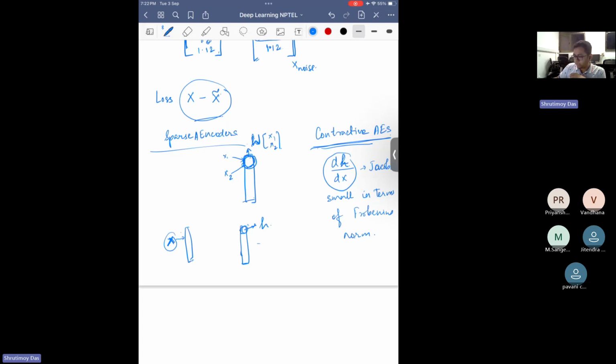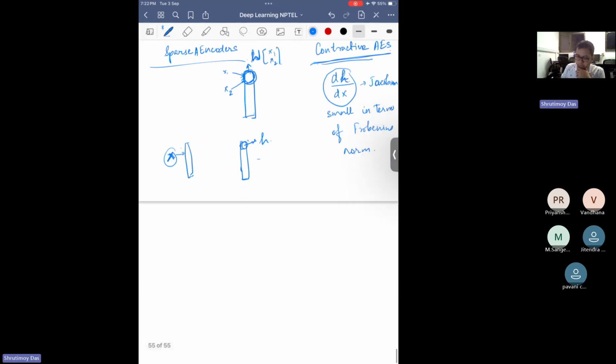So if the Jacobian is very large for some set of inputs and very small for some other set of inputs, it means that it is overfitting to that input, right? So only on this input will I get this image, but if it gets an input which it has not seen before, it will not know, because the output only depends on the input x. It is not generalized. So that is why we want the Jacobian to be small.